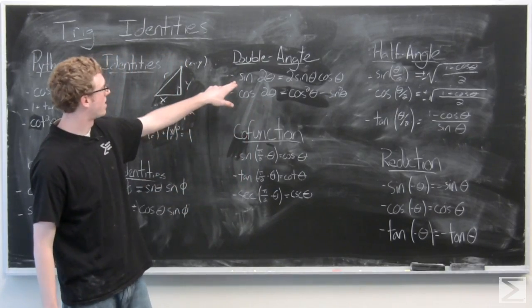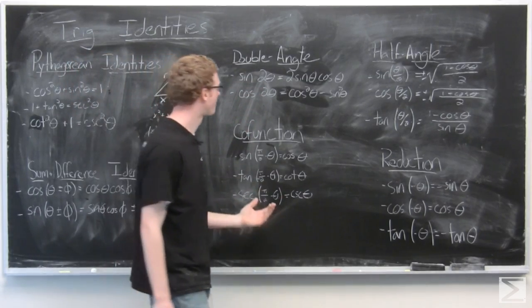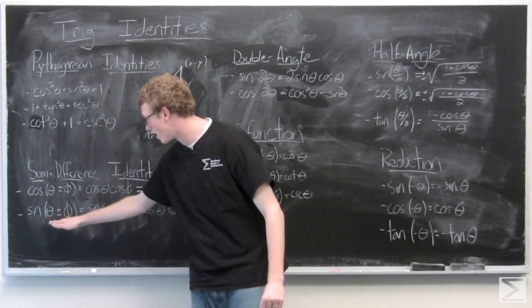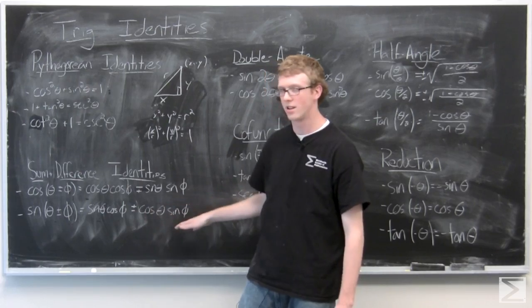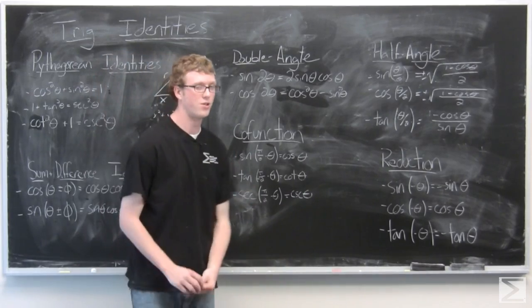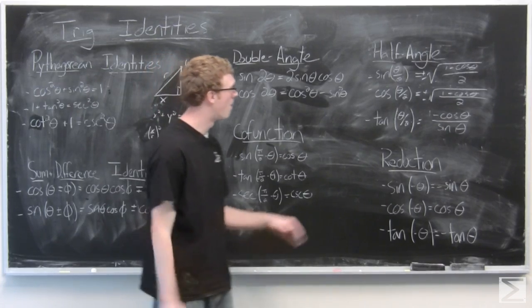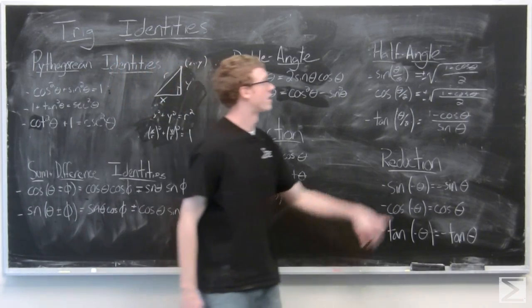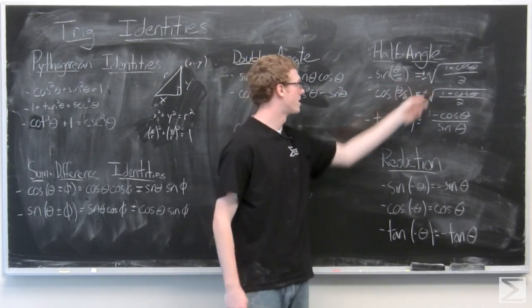We could separate this, so sine of 2 theta equals sine of theta plus theta, all one sine. And what it would be is sine theta cosine theta plus cosine theta sine theta, just 2 cosine theta sine theta. And then cosine 2 theta, you could go through a similar process using the cosine sum identity. Half angle identities, again, you could do so by setting this angle as 2 theta and this angle as just theta, and that's how you might come up with these identities.